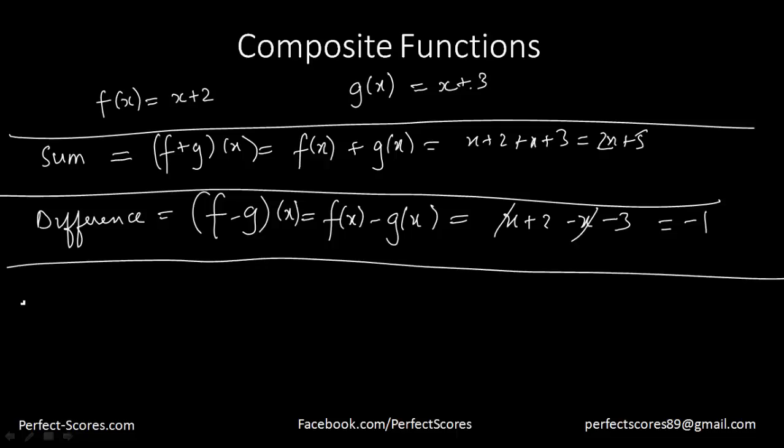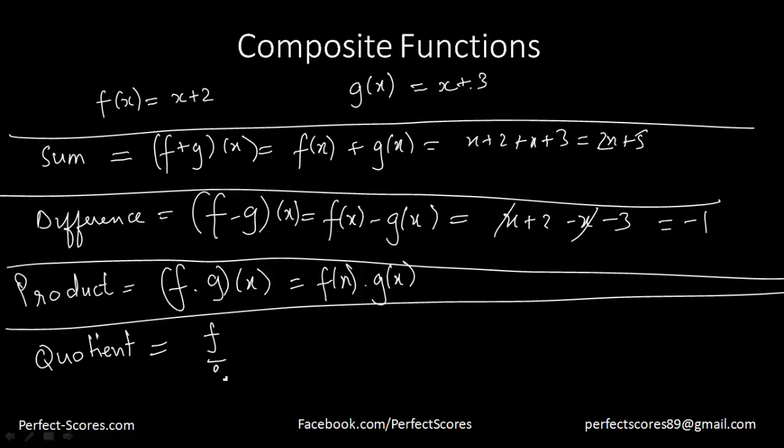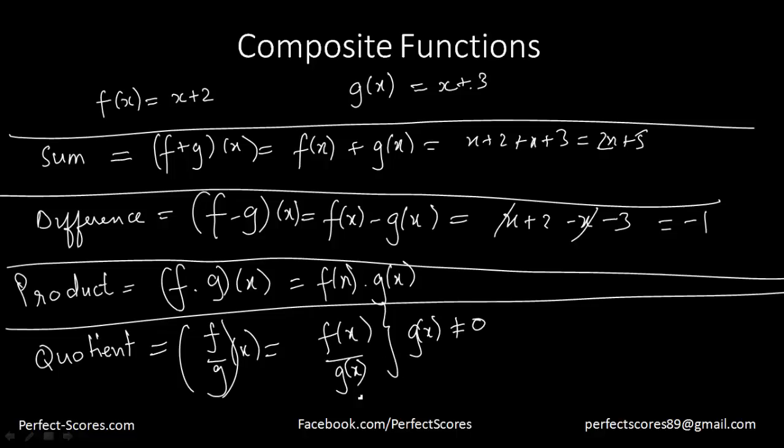Another thing is you can have the product function. In the product function, you're going to have f into g of x, which is equal to f of x into g of x. I'm not going to use the example here, it's simple. The next is the quotient function. What is a quotient function? That is f over g of x, which is equal to f of x over g of x. In this case, g of x should not be equal to 0 because, as you know, 1 over 0 will give you infinite.